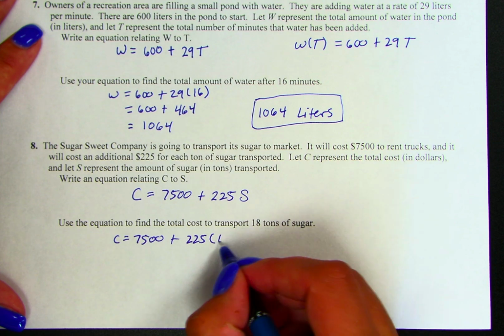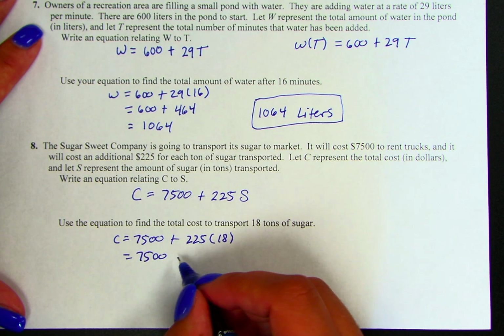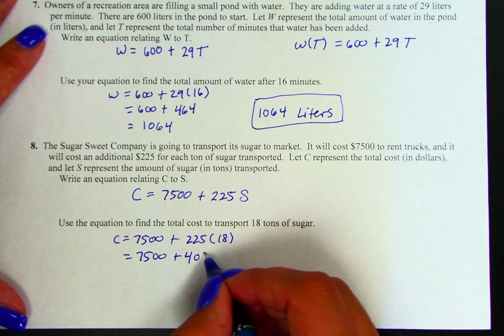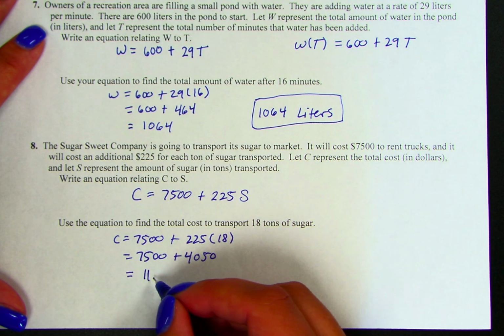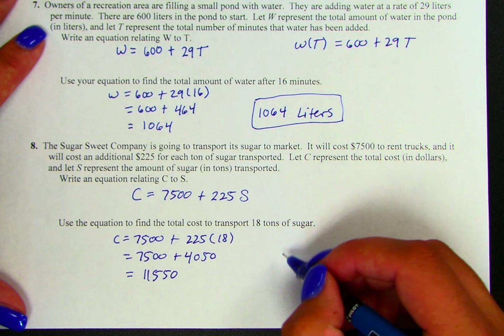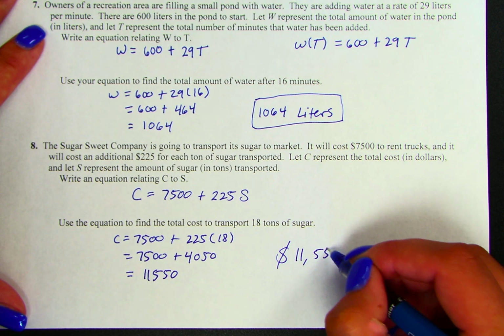So 18. So 225 times 18 is 4,050. And then if we add those together, we will have 11,550. And again, that is talking about the cost, so I need to make sure that I'm labeling that. So $11,550.